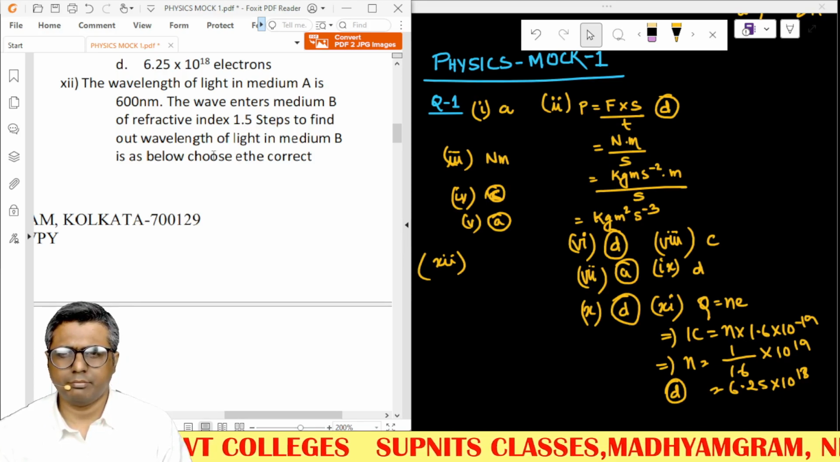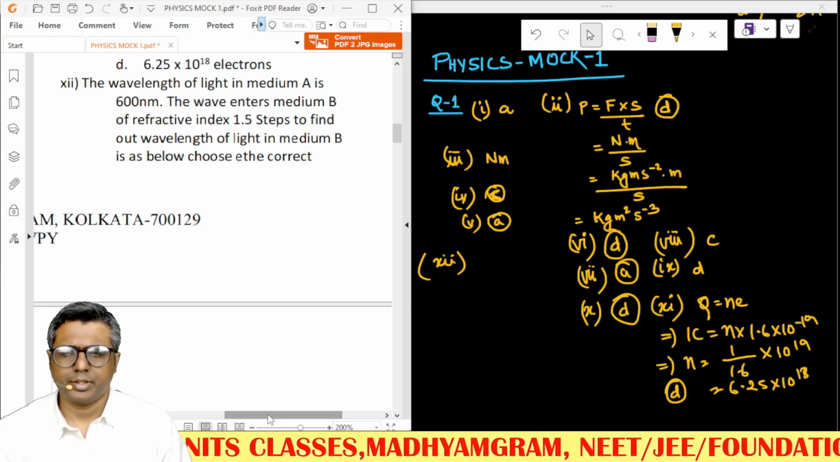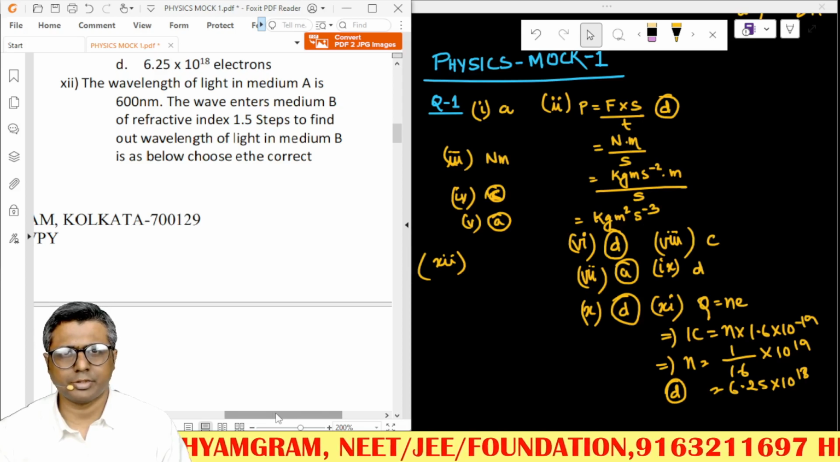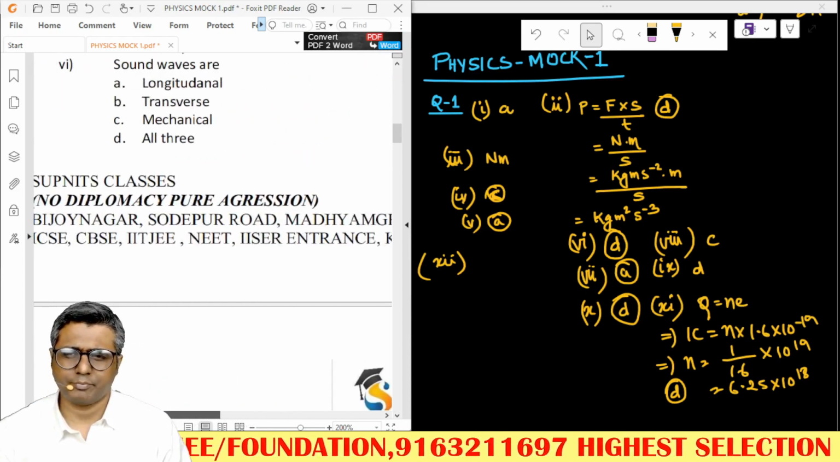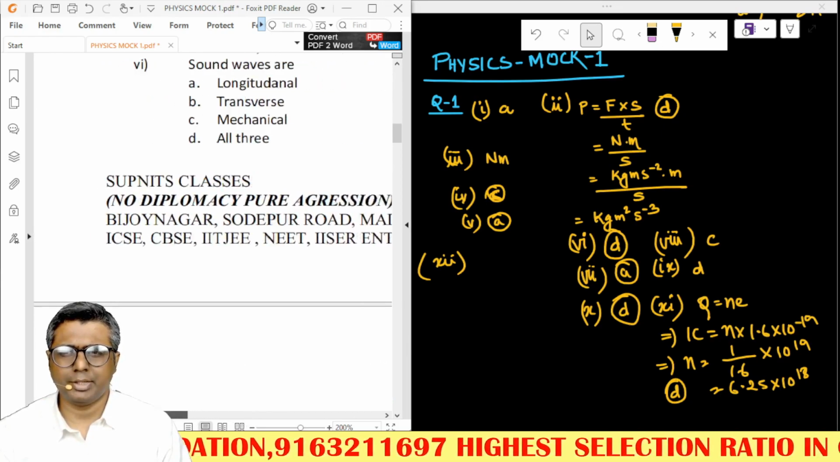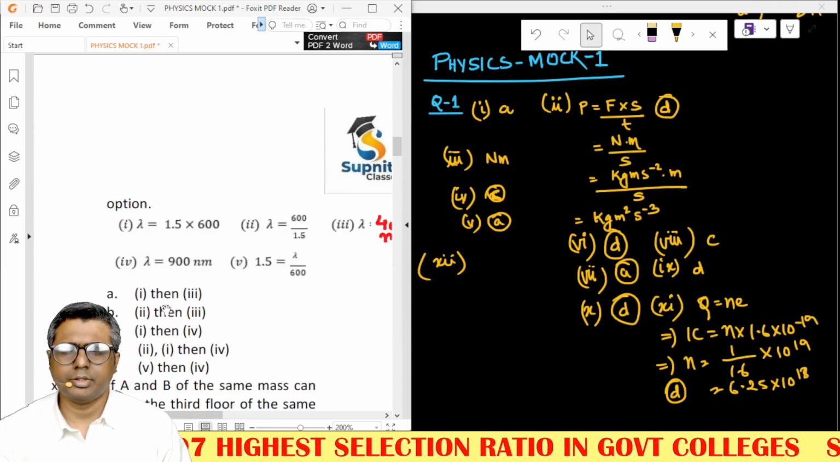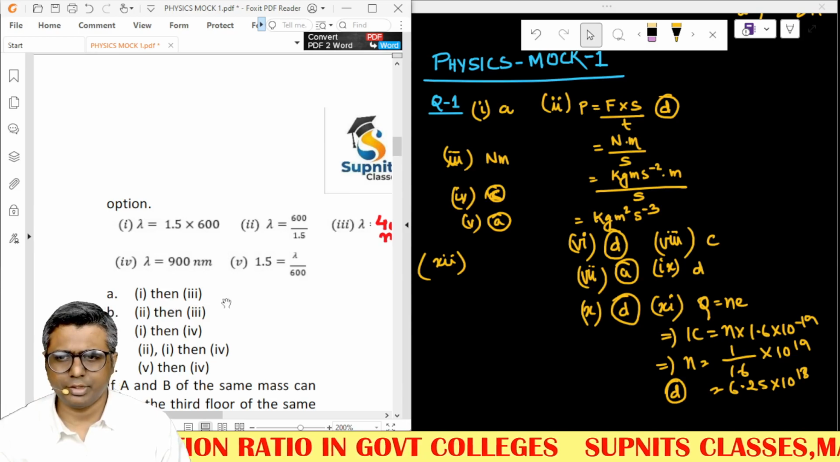Now to find out the wavelength in medium B, definitely we can see from here, if medium A is having a refractive index of 1 and medium B is having a refractive index of 1.5, medium B will be much more optically denser. So optically denser medium means what? Optically denser medium means it is going to have lesser velocity, and lesser velocity means lesser wavelength.